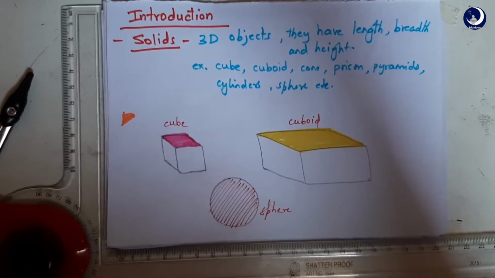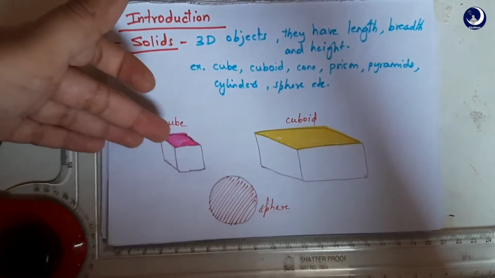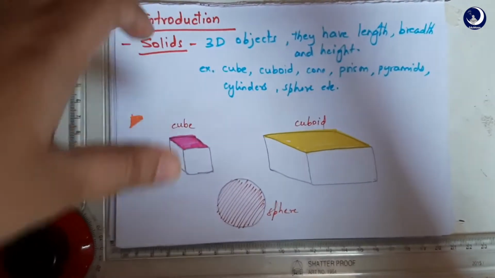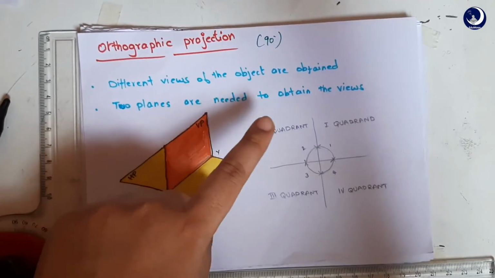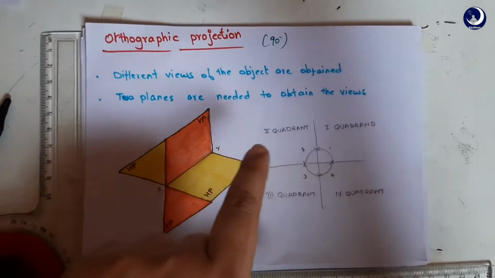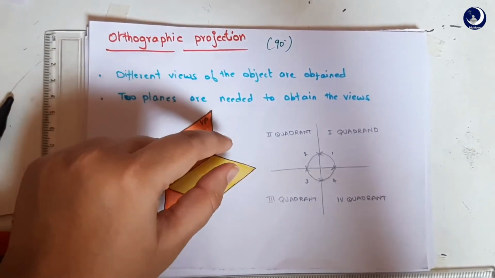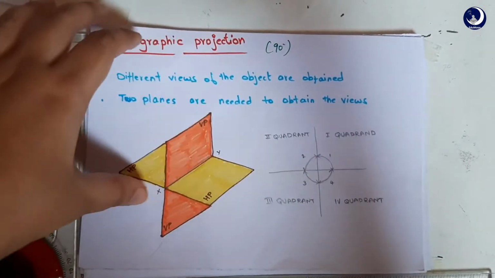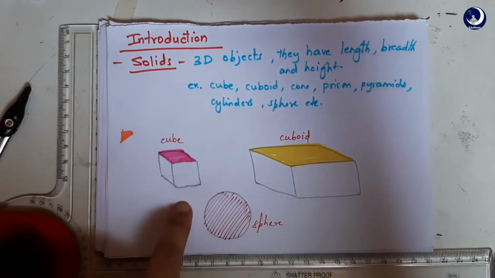So now we're going to take a look at these solids, and we're going to try to draw the orthographic projections of these solids. So if you remember in my previous videos, I said different views of the object are obtained. Till now we only saw points, a line, and planes. So in solids, the object that is placed is going to be a solid, and we're going to look at it in different views, and we're going to try to understand the object better. So there are many solids that we'll be looking at.